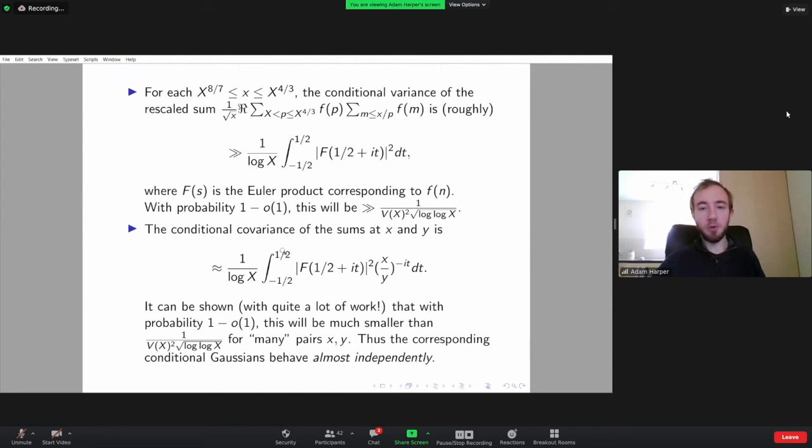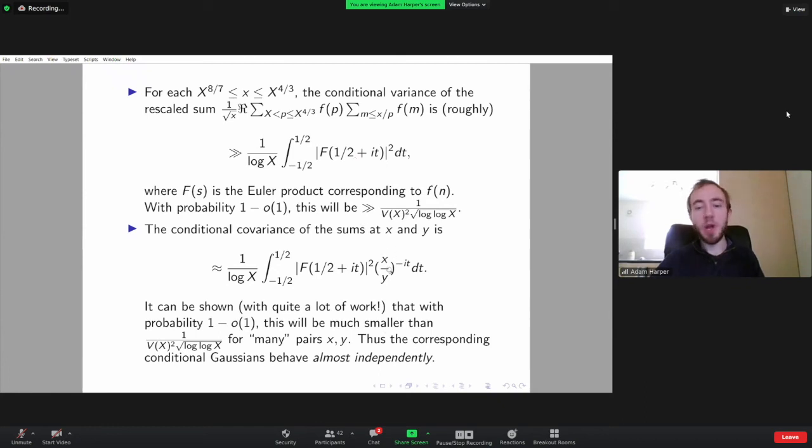And now, to finish, we need to understand the covariance structure. So the conditional covariance between the sums at different points, for little x and y, turns out to be something very roughly like this. It's the same kind of integral, but with a factor (x over y) to the minus i t inside it. If x is equal to y, so we're at the same point and looking at the variance, then this is just 1, so it's the same thing as up there.